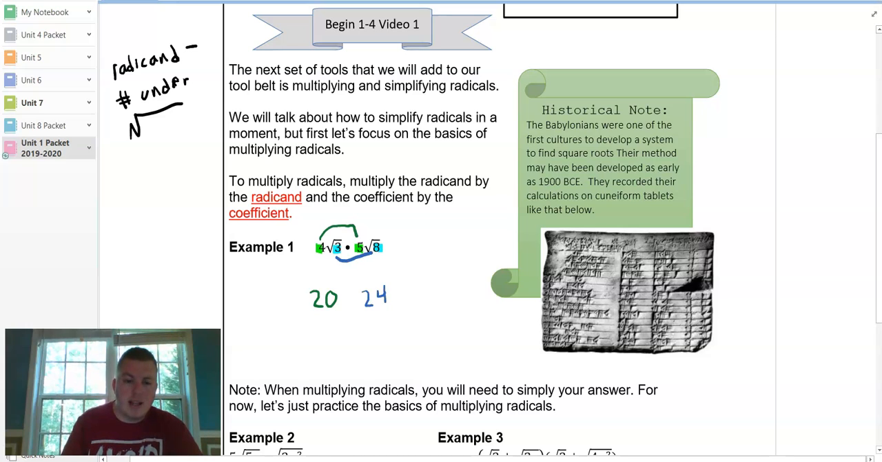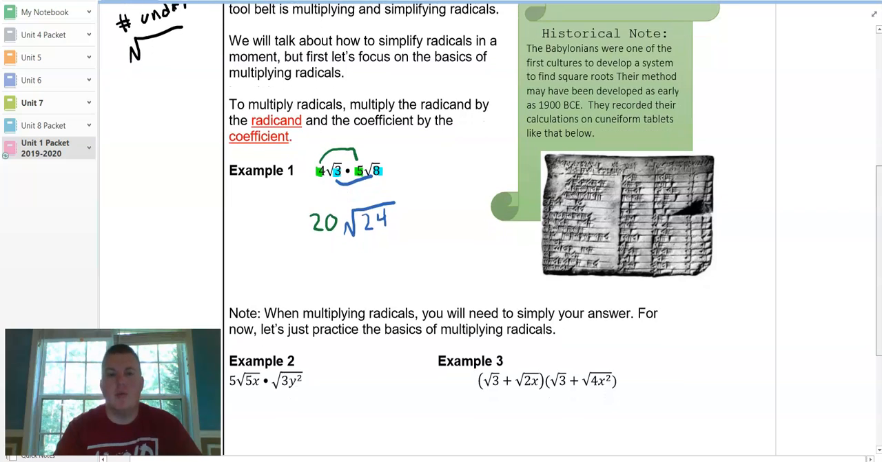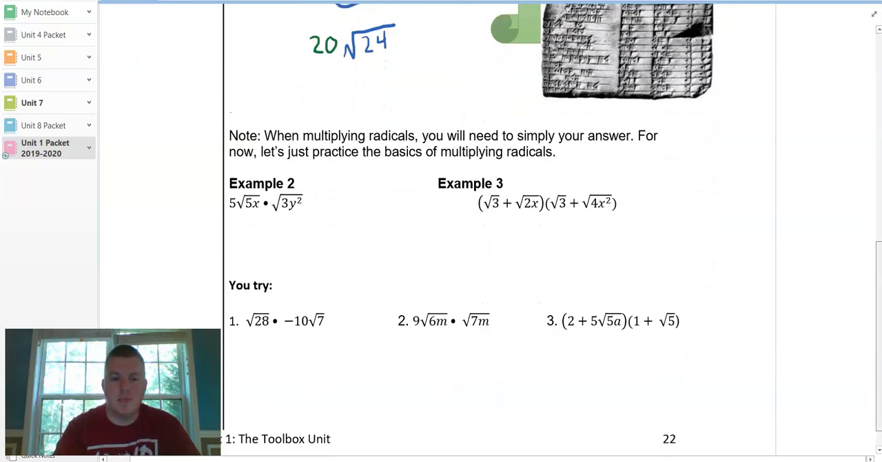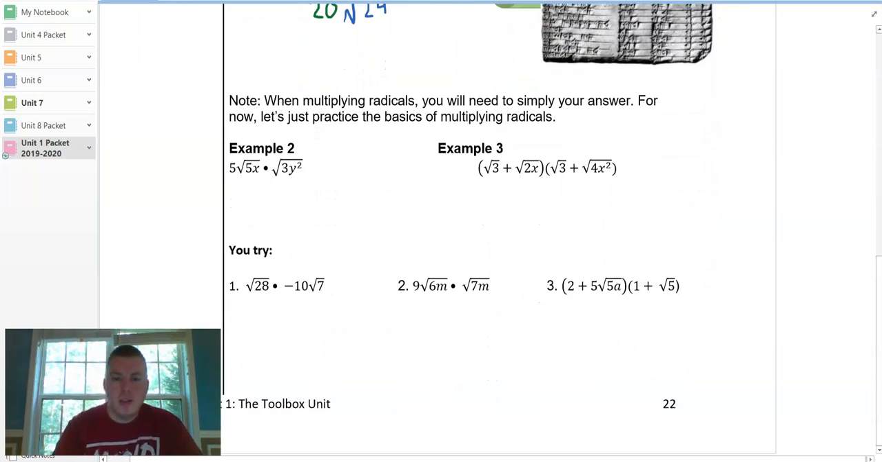Now those were both radicands. They were both under the radical, so the number that I get when I multiply them together, the 24, I need to also put under a radical. Alright, so there would be a step that we need to do in simplifying it. We're going to hold off on that for just a bit. We're going to do a couple more practice problems, and then in the next video we'll take a look at actually simplifying those.